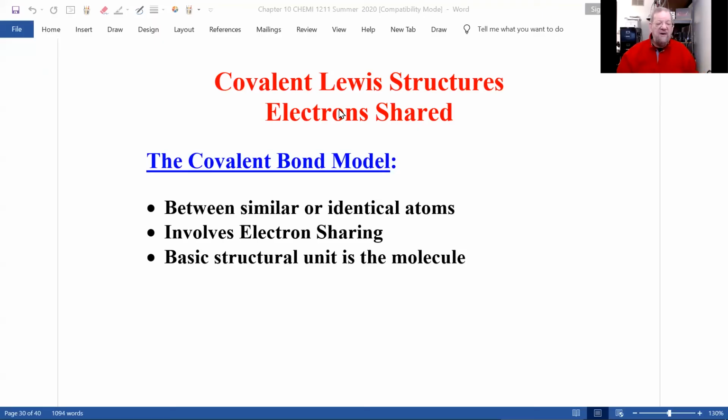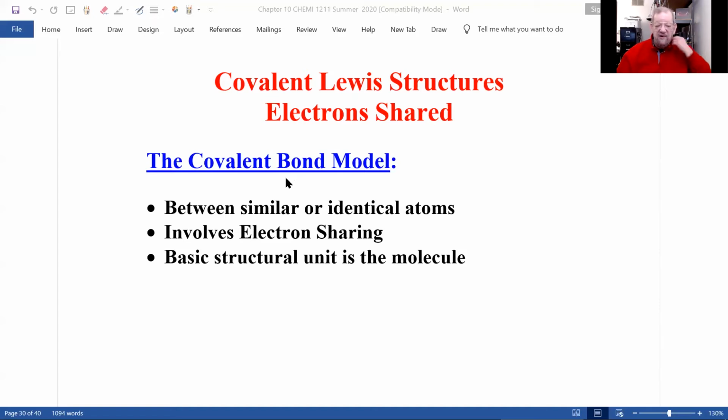Now, when we talk about covalent molecules, one of the important things is doing Lewis structures. And remember, chemical bonds, covalent chemical bonds, involve electrons that are being shared. Where ionic, you have transfer of one electron from one atom or group of atoms to another atom or group of atoms. For covalent bonds, you have shared electrons.